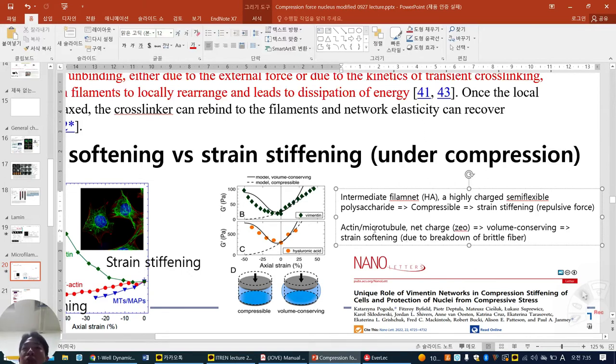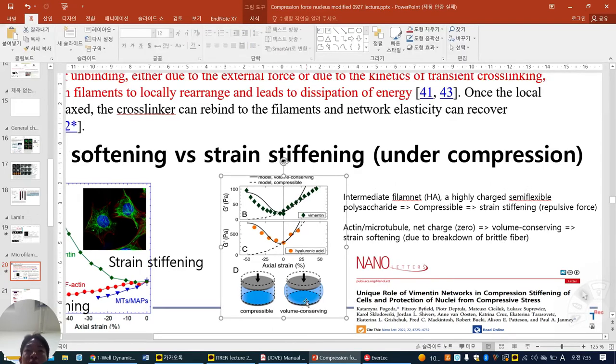But actin and microtubule, their net charge is zero. So volume is conserved. Because the net charge is zero, there is no repulsive force, and the volume is the same. While the volume is the same, strain softening occurs due to breakdown of the brittle fiber. This is volume conserving, imagine the actin and microtubule. The net charge is zero, and they are very brittle structures. They cannot easily change their volume, okay? Their volume should be the same.